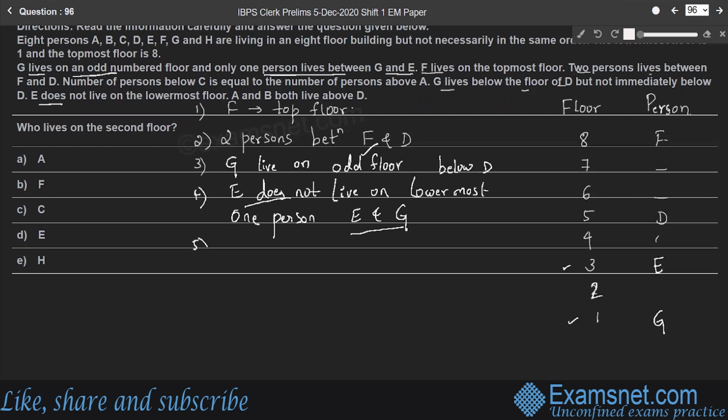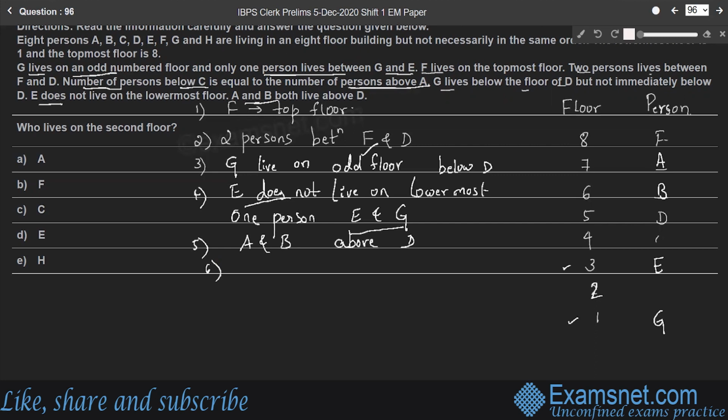And next point here, position of A and B. A and B both live above D. So above D, there are 2 floors, A and B. So A's floor is 7th floor, B's floor is 6th floor. And the next point is the 5th point. Number of persons below C is equal to number of persons above A.